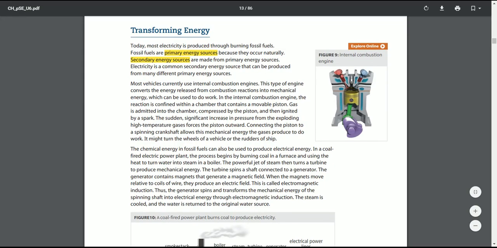Okay, so here's where the book defines primary and secondary energy. So let's just read this quick paragraph. Today, most electricity is produced through burning fossil fuels. Fossil fuels are primary energy sources because they occur naturally. So primary means naturally occurring. Secondary energy sources are made from primary energy sources. Electricity is a common secondary energy source that can be produced from many different primary energy sources.